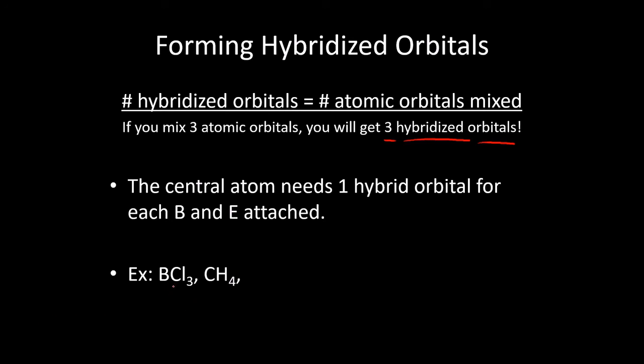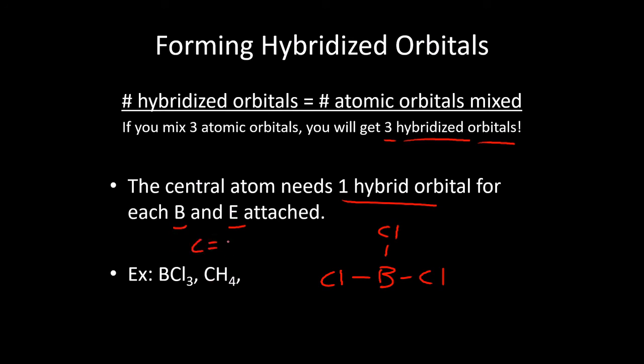So if, for example, we have boron trichloride, which looks something like this, and the boron is breaking the octet rule here, it needs 3 things attached to the central atom, so we need 3 hybrid orbitals. And so we are going to need 3 atomic orbitals to make those hybrid orbitals. For every bonding group and electron group attached, we need 1 hybrid orbital in this new bonding scheme.